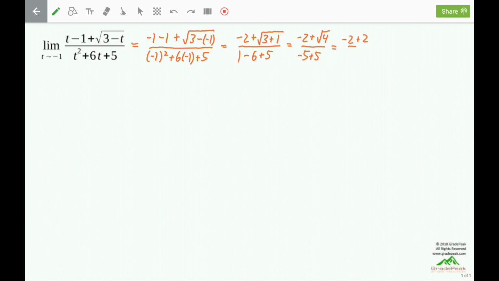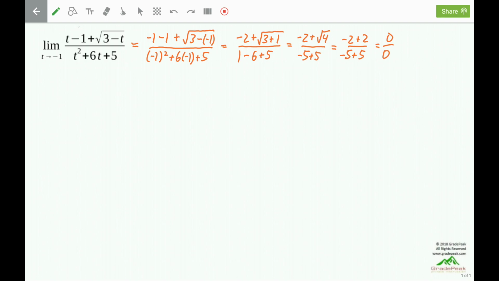-2 plus the square root of 4, which is a +2, over -5 plus 5. -2 plus 2 is a 0. -5 plus 5 is a 0. So we have the 0 over 0 indeterminate form. We will need to rework this.